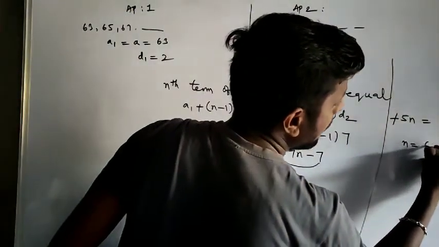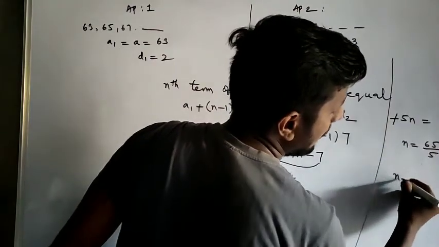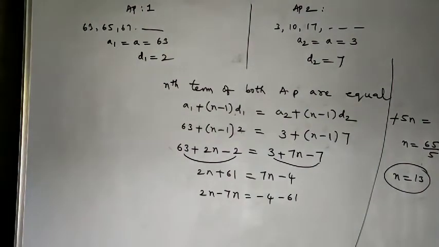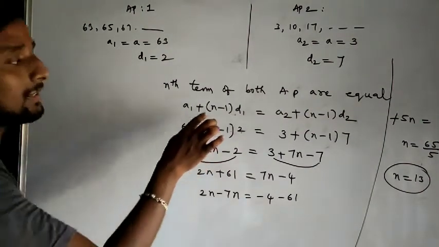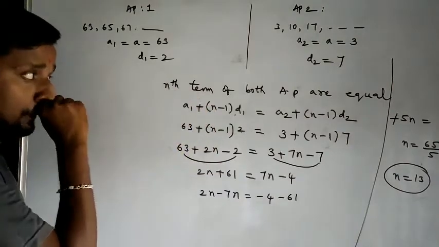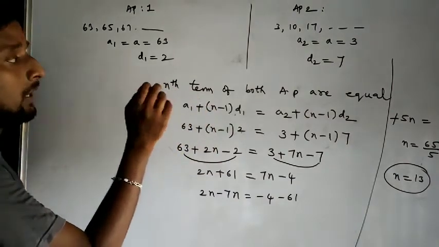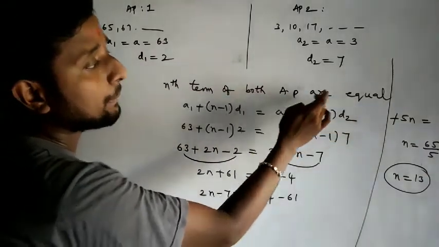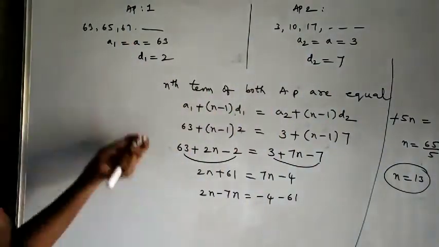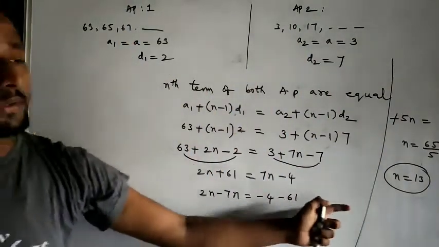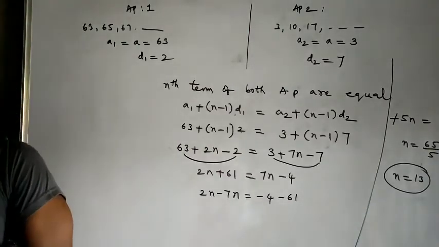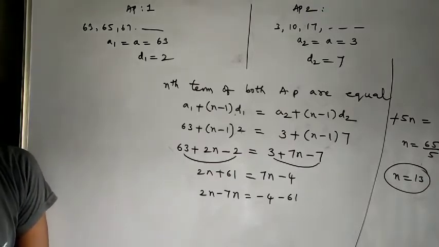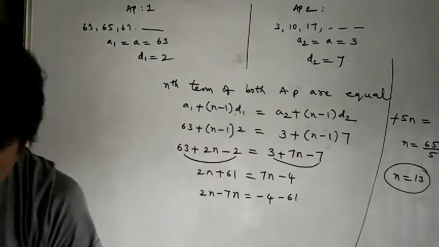So n is equal to 65 by 5, and n is equal to 13, because 13 fives are 65. So what is 13? Yeah, 13 is the nth term. If you substitute 13 here, we can get the statement: the 13th term of both APs are equal. Whatever information is given, we can use it at last as a statement. So the 13th terms of both APs are equal. So he's asking about the same question, am I right? Yes.